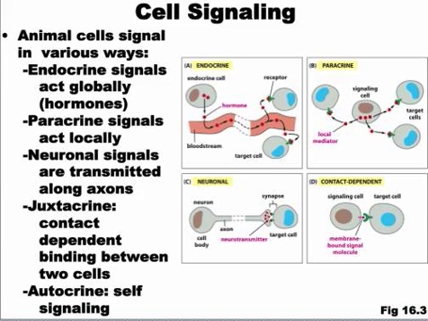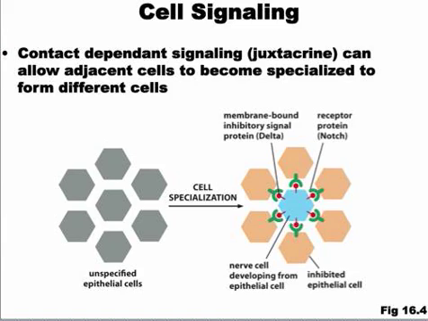Now, a fifth type of signaling you should be aware of, though the book doesn't go through it, is autocrine signaling. And this is when the cell that makes the initial signal and secretes it then has a receptor for that signal. So the cell is just signaling to itself. We're going to go through an example of juxtacrine or contact-dependent signaling now.